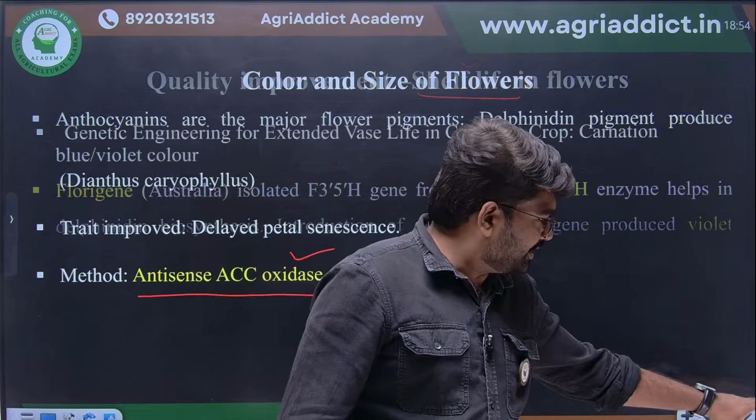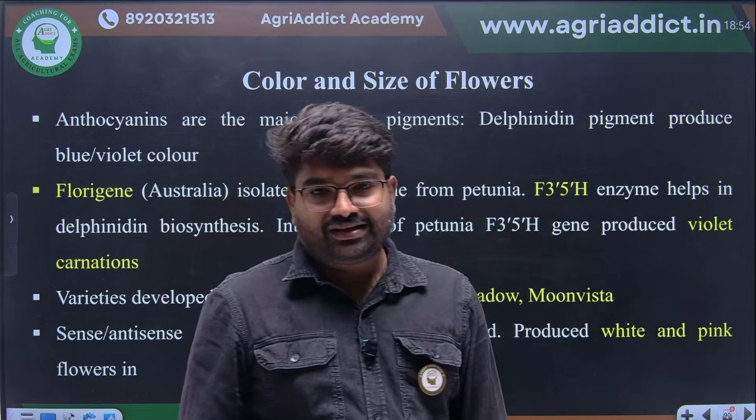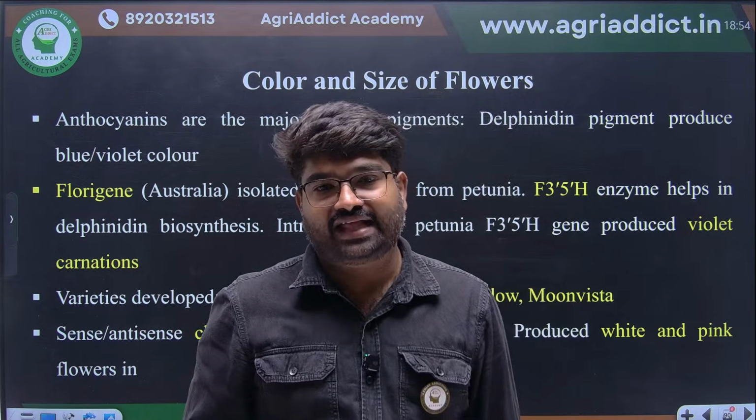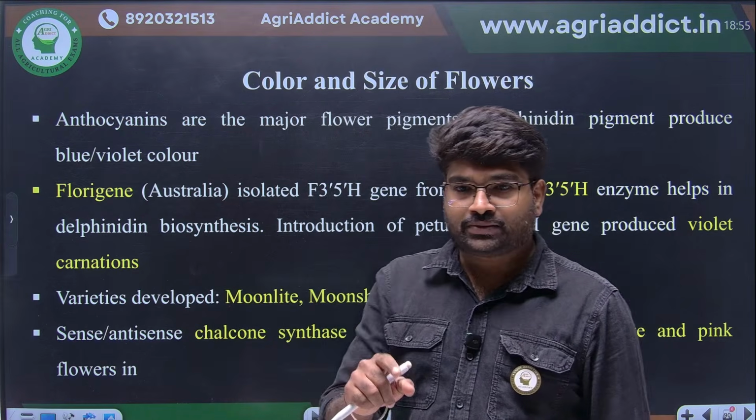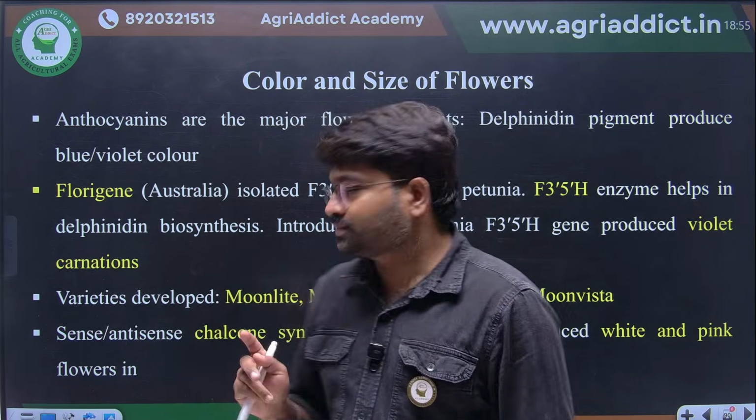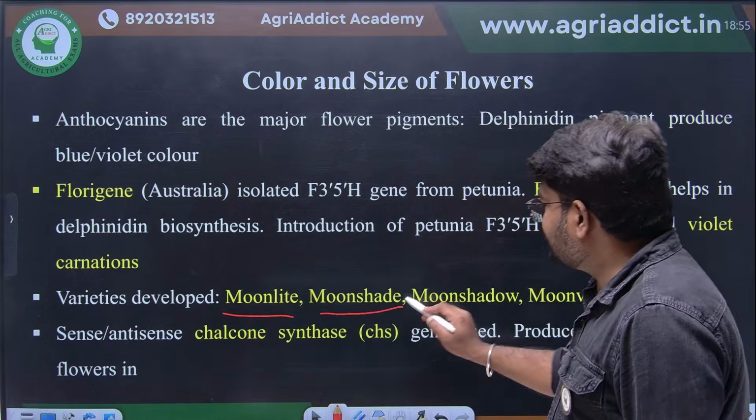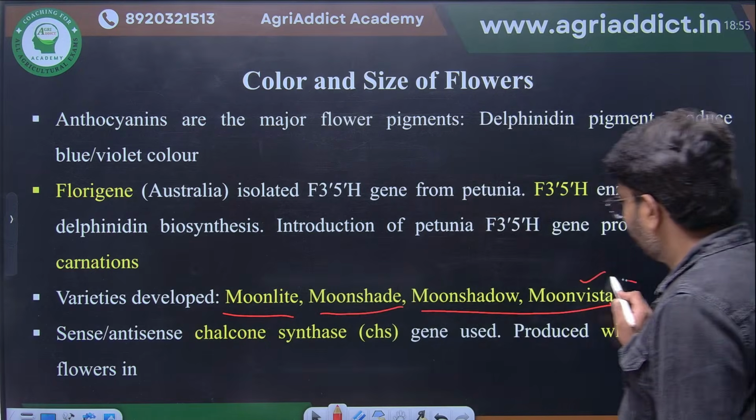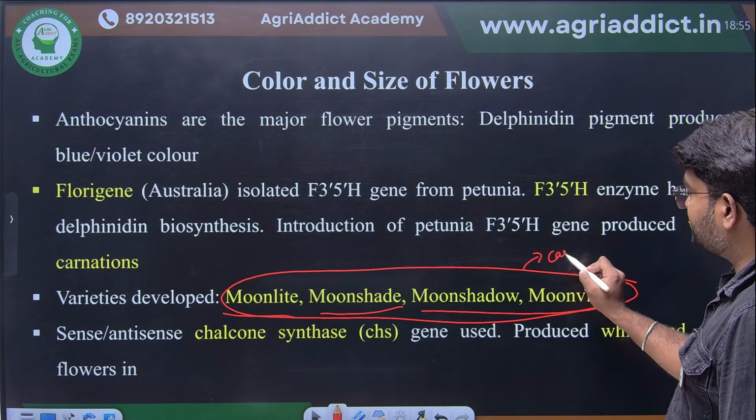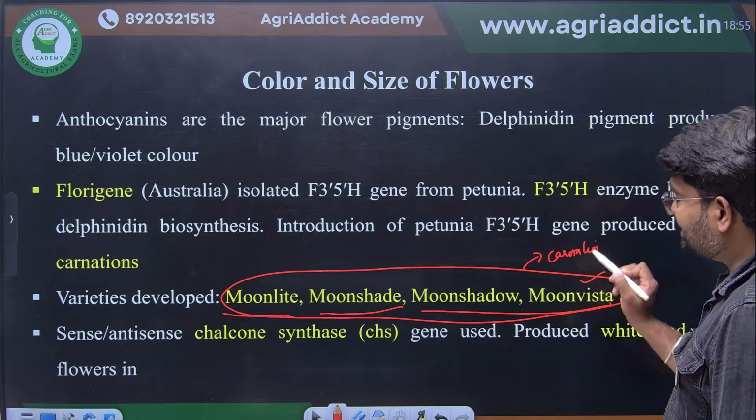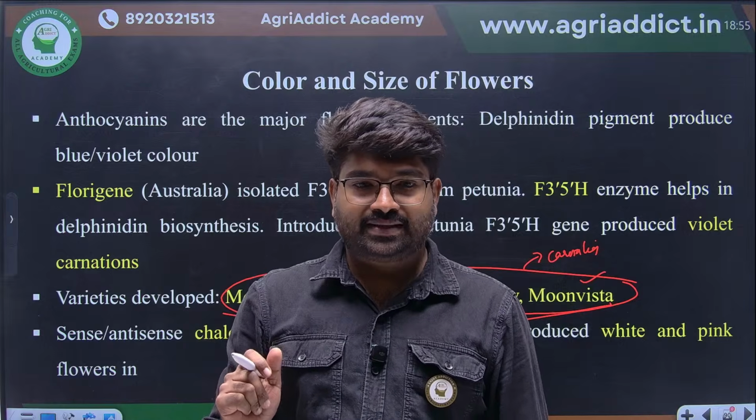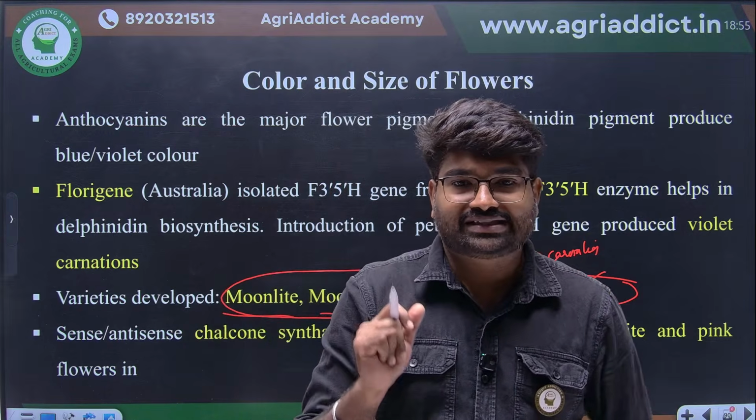Then most important thing: what are the transgenic varieties developed in carnation, and for which trait? They have asked this one time. The transgenic varieties developed in carnation are Moonlight, Moonshade, Moonshadow or Moonvista. What is the trait? Purple color flowers they have developed.